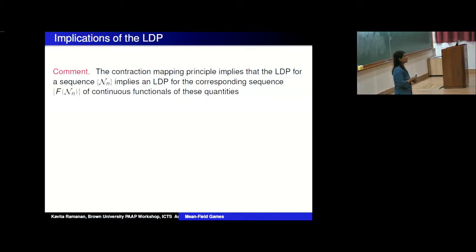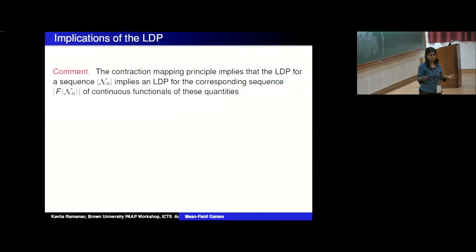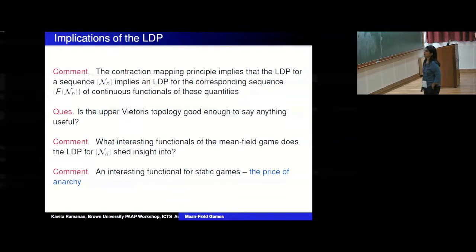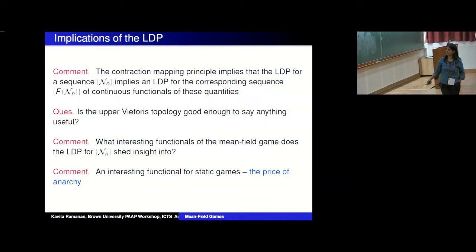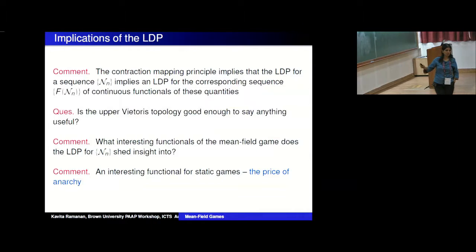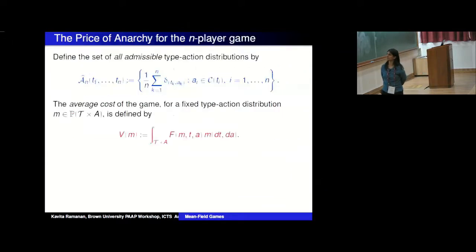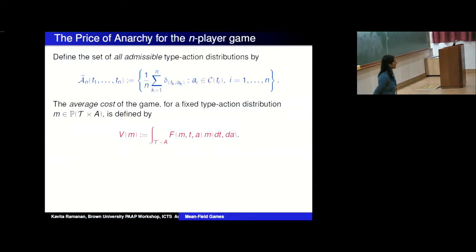that you would be interested in, okay? So first we should ask, of course, the empirical measure of the Nash equilibria themselves are of some interest, but what is a nice quantity that people are interested in for these kinds of static games, which is a functional, maybe of the Nash equilibrium empirical distribution, and is that going to be continuous with respect to this? Okay, that's the next question. So as I said, is this good enough to say anything useful? What interesting functionals of the mean field game would this LDP that we proved shed insight into? There's something called the price of anarchy, which I will define now, and that's something you want to understand. Okay, so what is the price? So in Nash equilibrium, what do you have?